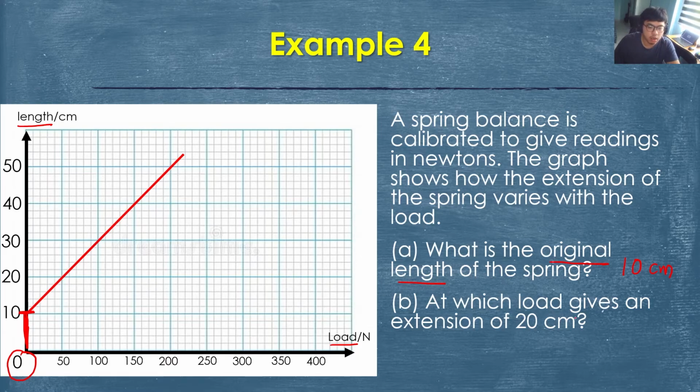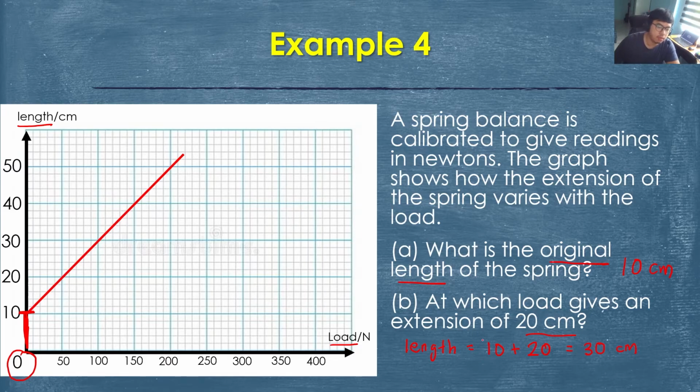So at which load gives an extension of 20 centimeters? This is a length and load graph. So we need to find what's the length when the spring has extended by 20 centimeters. Original length-nya is 10. And kalau ia kena extend by 20, what's the length now? So the length now is 30 centimeters.